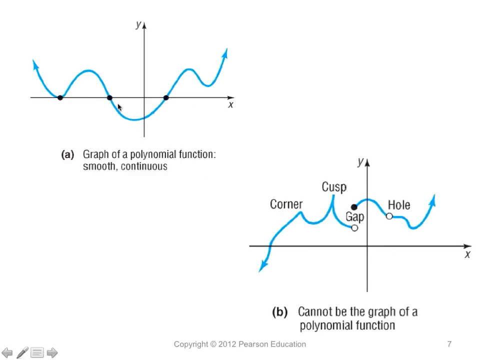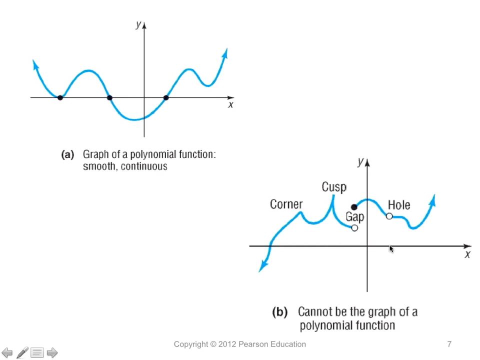So if we look at these pictures right here, we can also look at graphs and determine if they could be a polynomial function. If we look at this graph for A, it's nice and smooth and continuous. There aren't any corners or cusps like we have over here, or holes or gaps. There's nothing like that. So the graph is just nice and smooth and continuous.